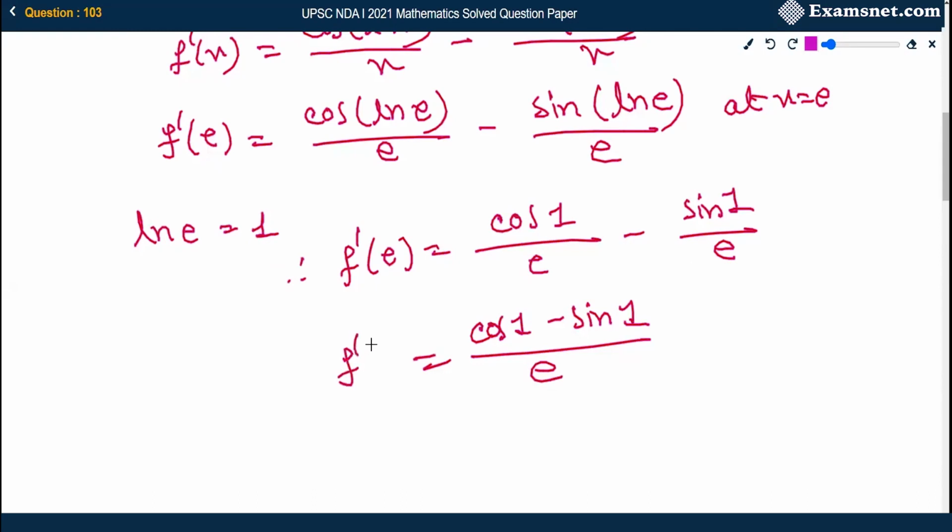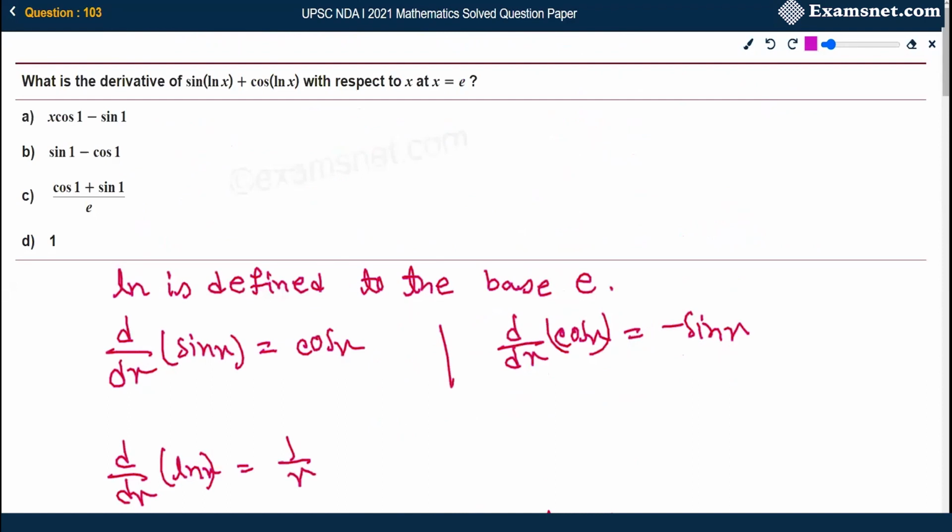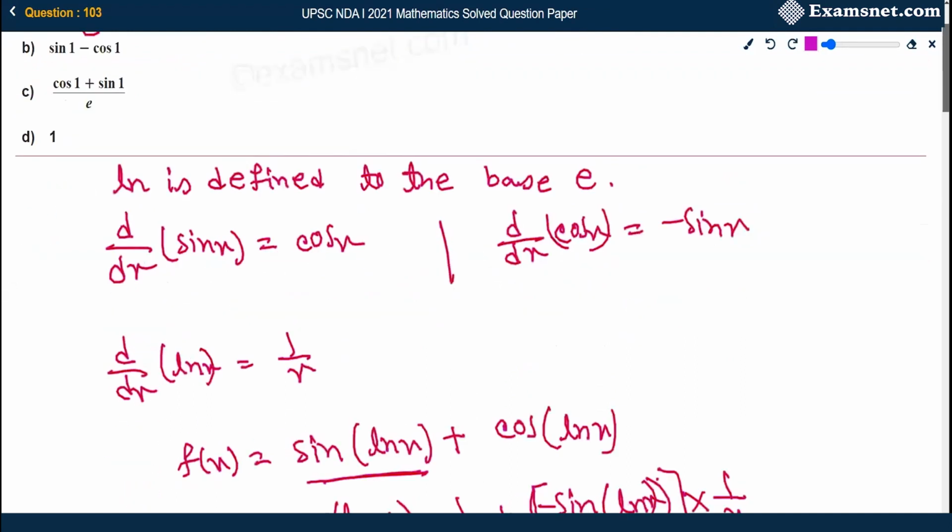So f dash e, this is the final answer, cos 1 minus sine 1 by e. This is the answer. Now let's check the options. Okay, we have to make a rectification. It will be cos 1 minus sine 1 by e. So here we can say that option A is the correct answer, because there must be x. Cos 1 minus sine 1 by e is the correct answer.